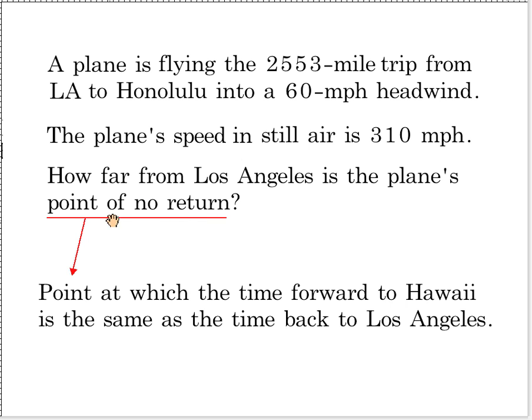Well, obviously the point of no return is a critical idea here, and in fact it's a navigation term that has two meanings. And the second meaning is the one that's apropos to the context we have here, namely a large body of water like an ocean. In that context, the point of no return is the point at which the time forward to Hawaii, in this case, is the same as the time back to Los Angeles.